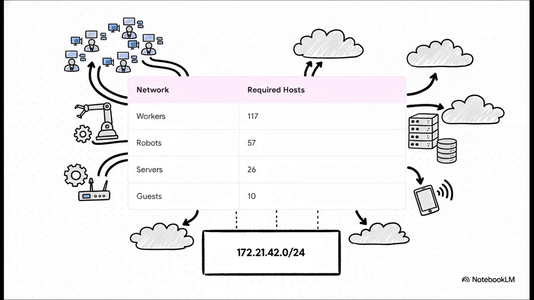And here's the request. We need 4 totally separate networks. First, one for the human workers. That's 117 people. Then, a network for the 57 factory robots. Another one for the 26 servers, and finally, a small guest network for about 10 people. The real kicker? You have to build all of this using just one starting network, 172.21.42.0/24. So how on earth do you make that work without wasting a ton of addresses?